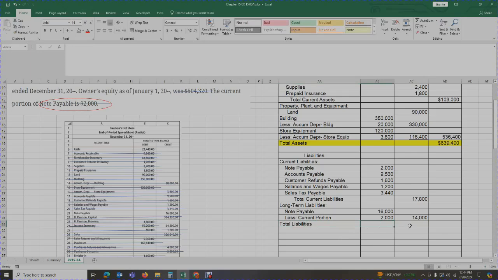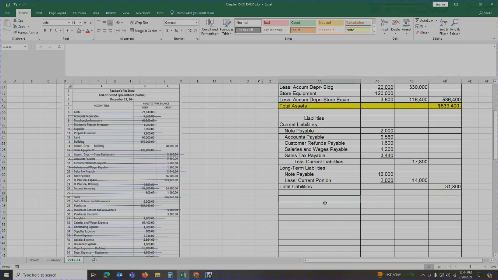There we go. Total liabilities. Now to calculate my total liabilities, it will be the sum of your total current liabilities plus your total long-term liabilities, and that would give you $31,800. Okay. So the liability section represents the debt, the amount that you owe to the different entities or people or whatever the case might be. This is your obligation to pay $31,800 of money.